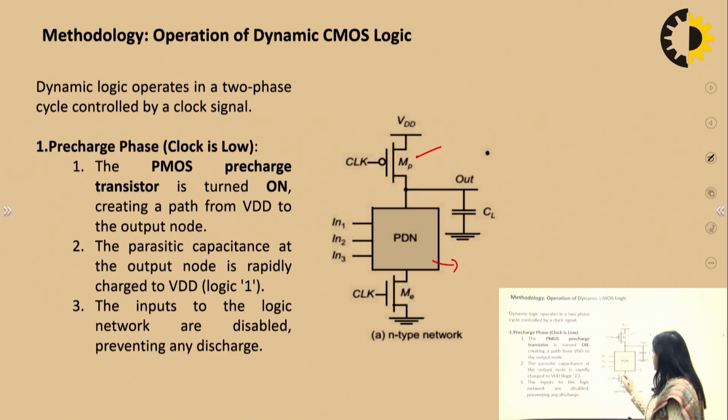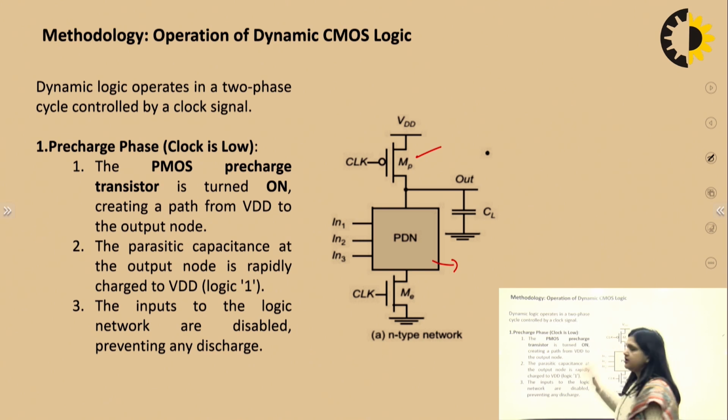This is the evaluation transistor, an additional transistor. Whenever clock is high, this transistor is on and this is off. Whenever clock is low, this transistor is on and this is off. So at a time only one transistor can be on.